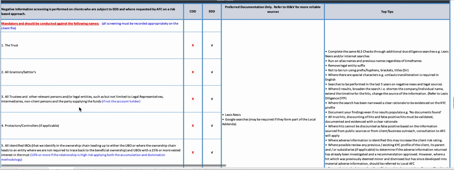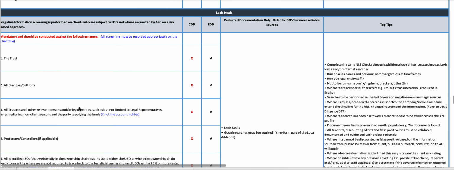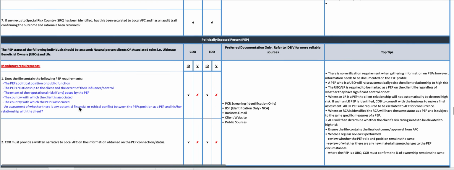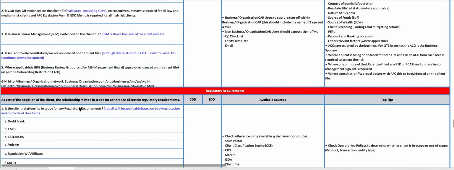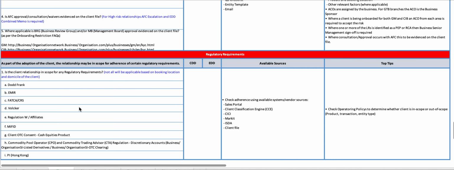Then screening is required to identify PEP, sanctions and adverse news through Lexis, Orbis, WorldCheck. And sign-off is required once you've got all that information. And of course, the regulatory requirements. This can happen throughout, and you will need to do MiFID, FATCA, EMIR, Dodd-Frank, depending on what business you work for. Some may not require it because other departments actually do that.